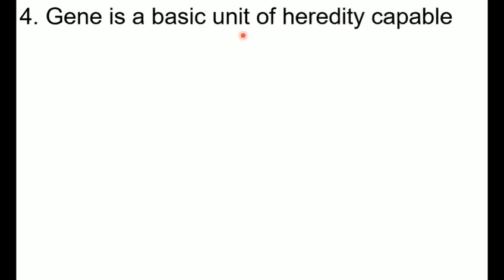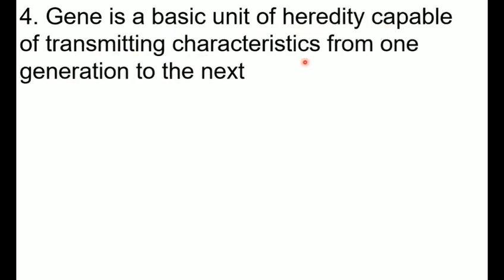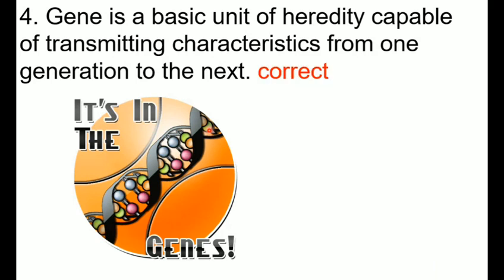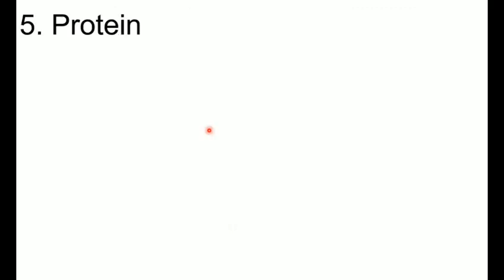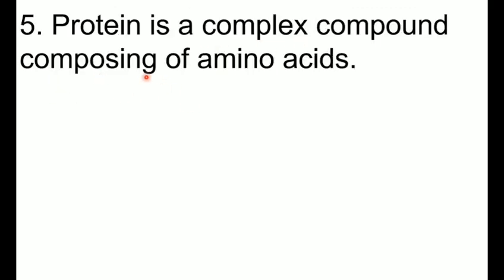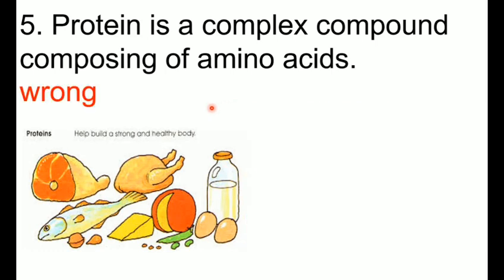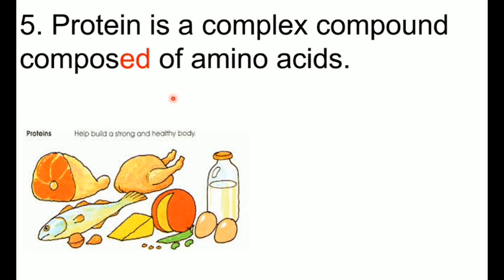Okay, number 4. Gene is a basic unit of heredity capable of transmitting characteristics from one generation to the next. Okay, start. Alright, this is correct. Number 5. Protein is a complex compound composing of amino acids. Okay, this is wrong. The answer should be like this. Dapat may ed rito.